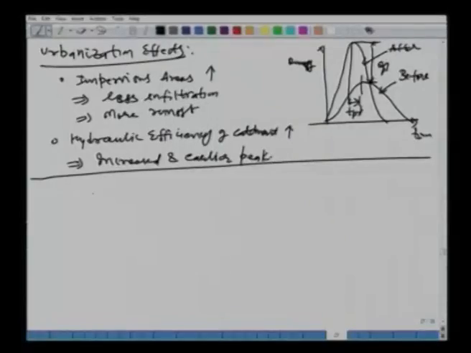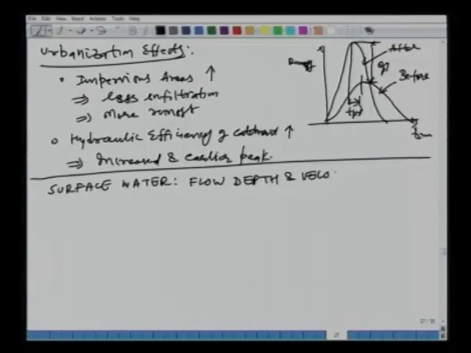All right. Okay. So, the next thing is your surface water modeling, in which we would look at what is called the flow depth and velocity. Okay. What will be our objective? Our objective will be to find out the flow depth and velocity for the overland flow.